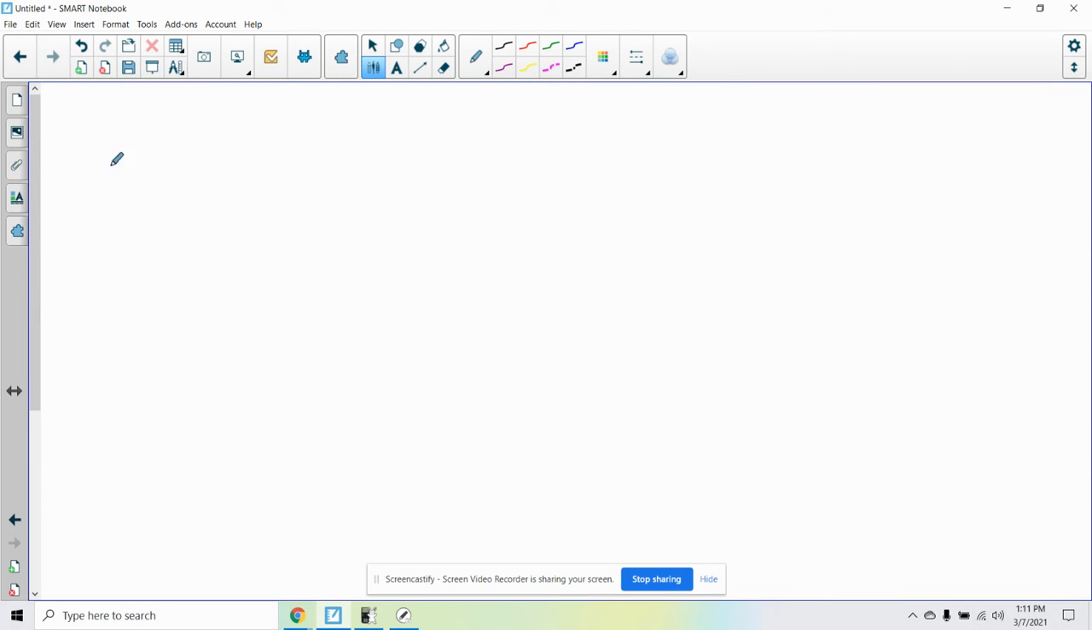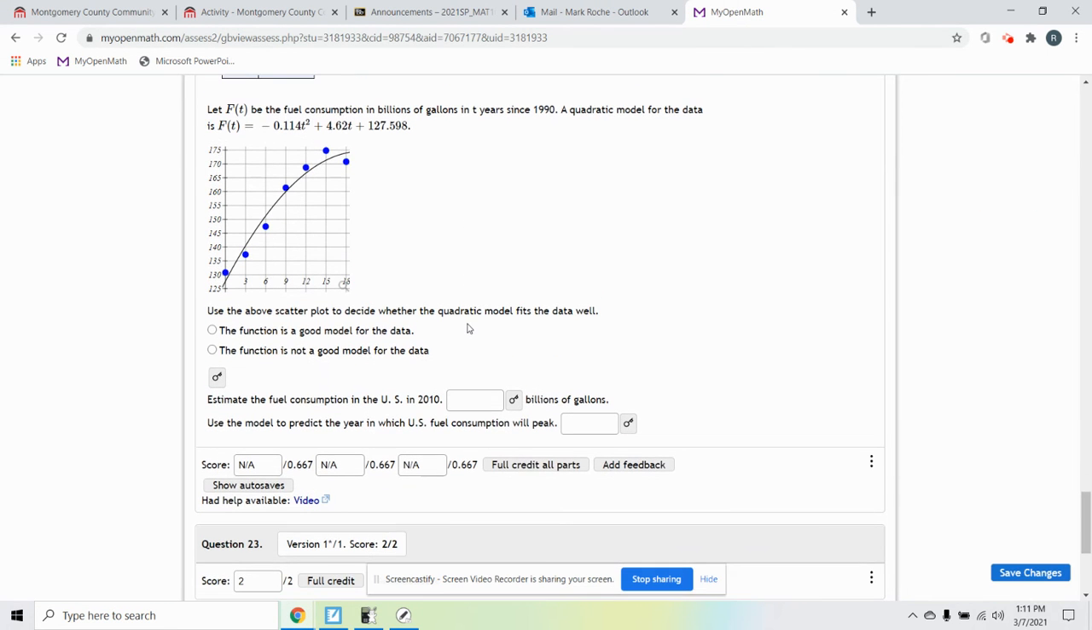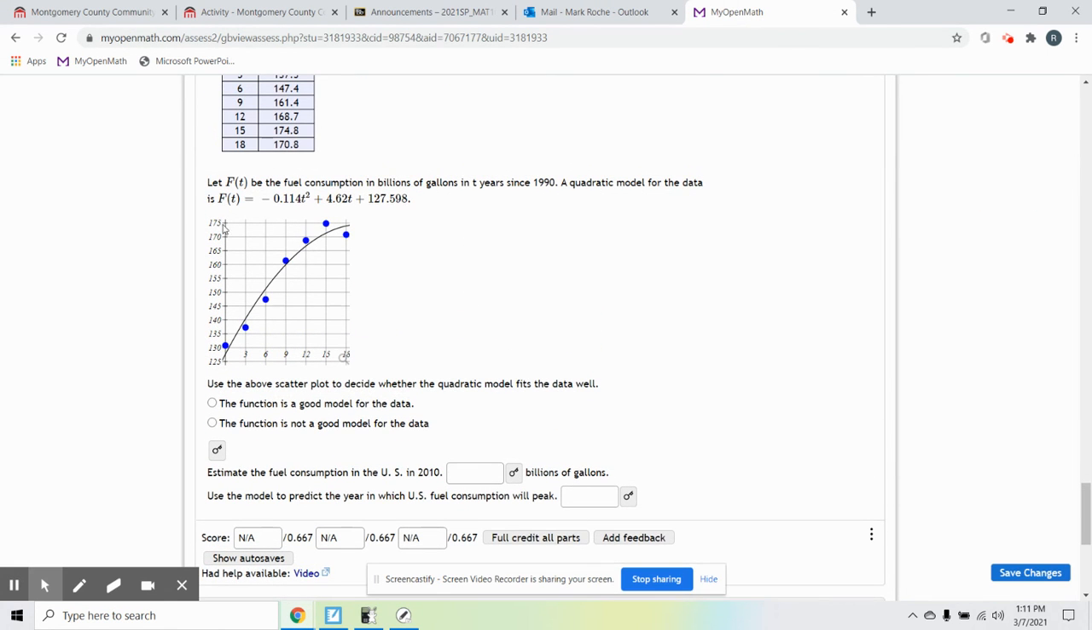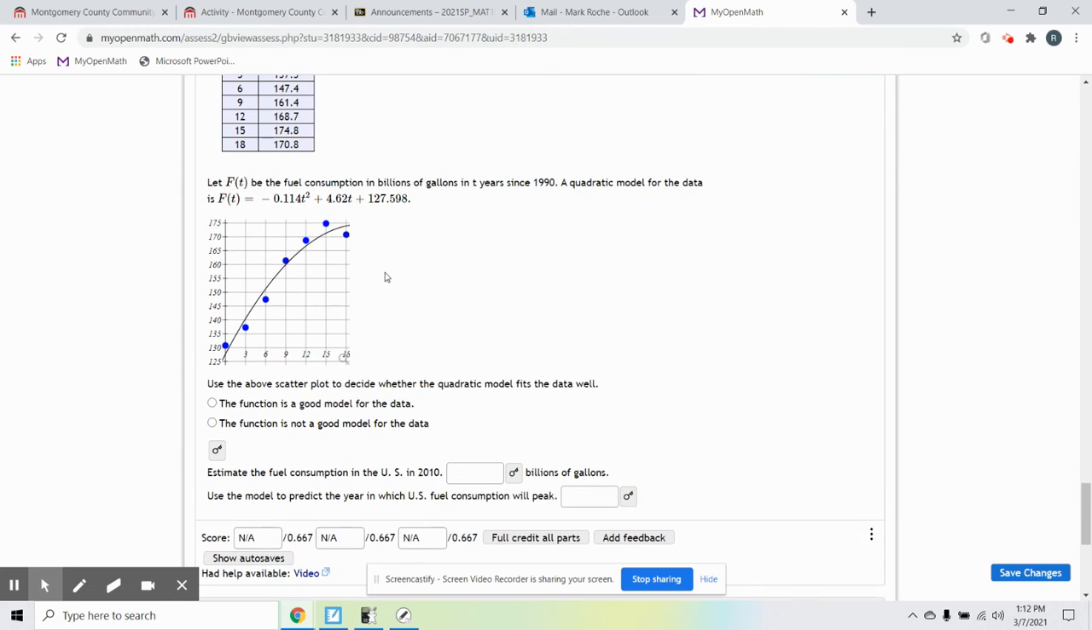Okay, and the last one, oh, I don't know if I copied that yet. This last one here. Okay, so we have this. You can ignore all this data. You don't need any of this except for the equation, the function. So then it says, is the function a good one off the data? Yeah, it seems to go through the data points pretty well. So we're just going to hit yes.